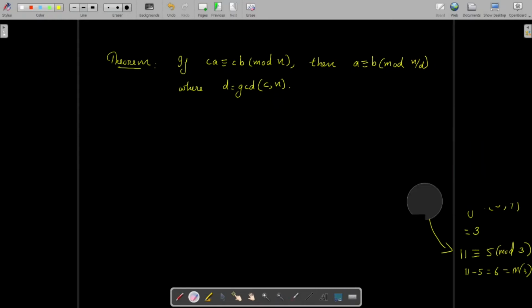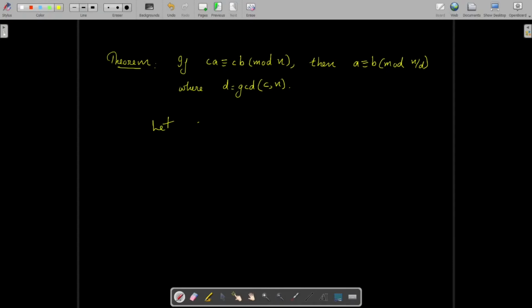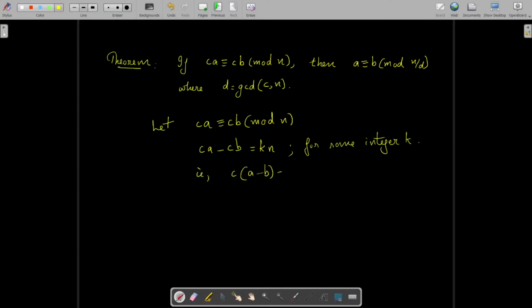So let us prove the theorem. We are assuming the hypothesis that ca is congruent to cb mod n. It means that ca minus cb is a multiple of n. So let ca minus cb equal k into n for some integer k. So that is c into a minus b equals k into n, equation 1. Now we are given that d equals GCD of c and n. Therefore, d divides c and d divides n.